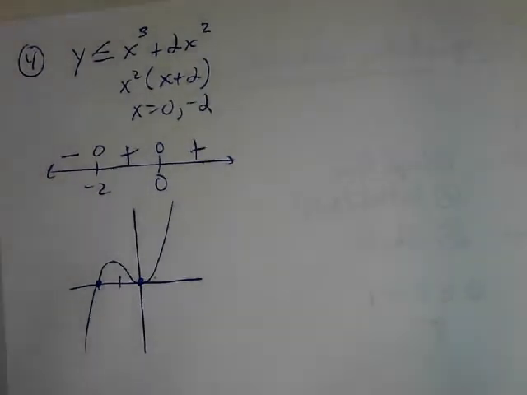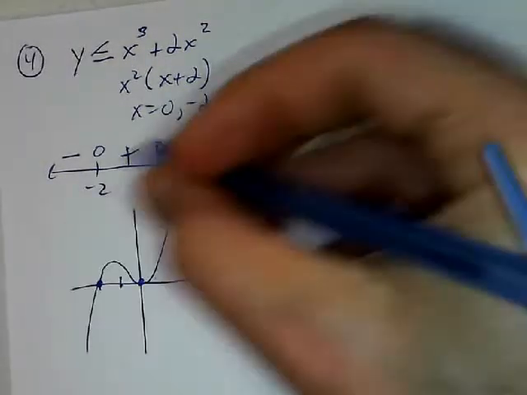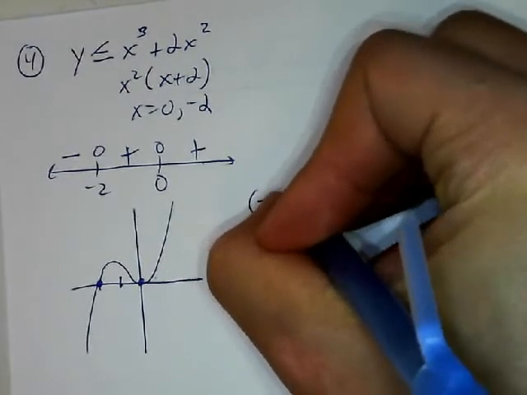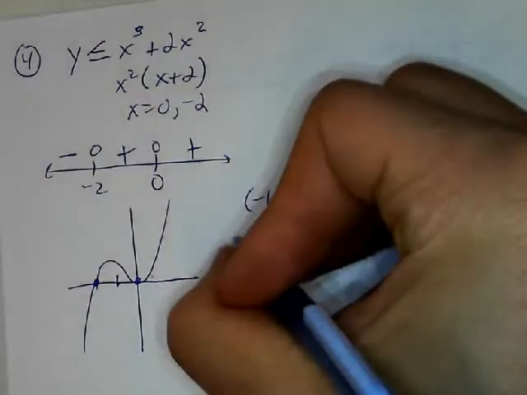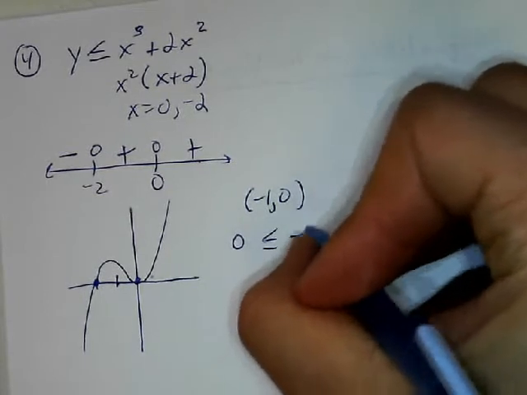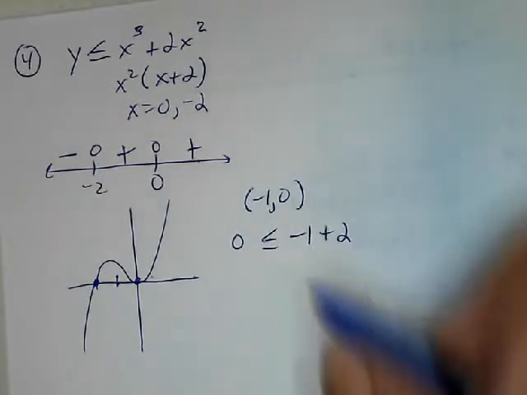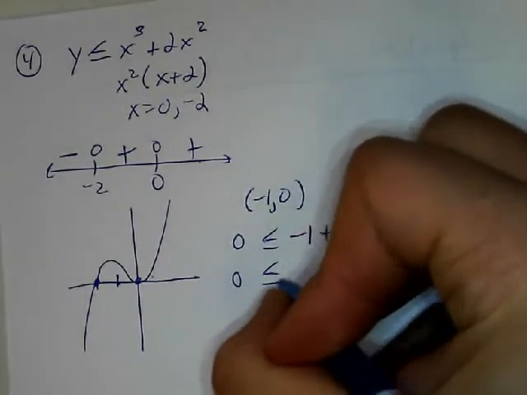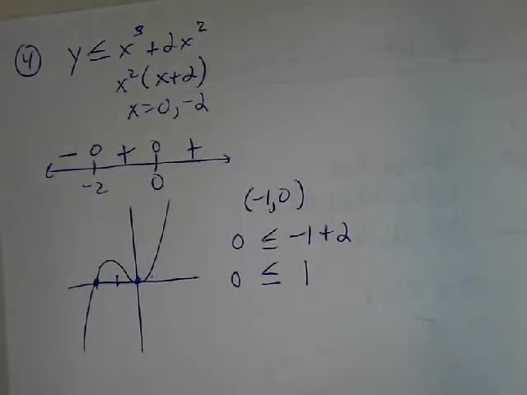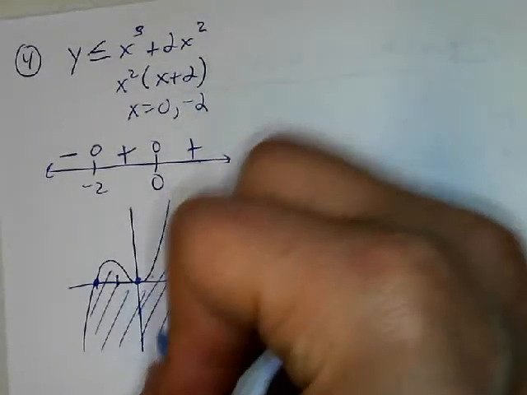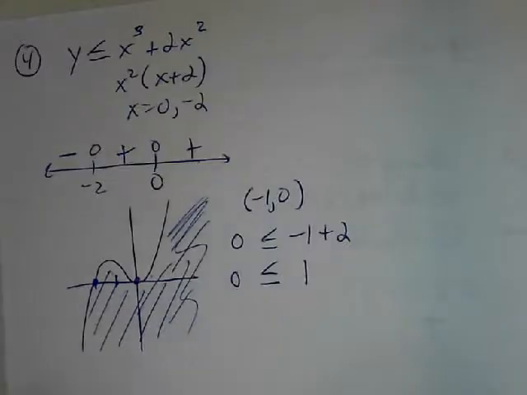The unfortunate thing is we can't plug in (0, 0) because that point is on the actual curve. So I'm going to plug in this point here, negative 1, 0. That's an easy point to plug in. 0 is less than or equal to negative 1 plus 2, so 0 is less than or equal to 1. Yes, it is. So the shading is all beneath the curve.